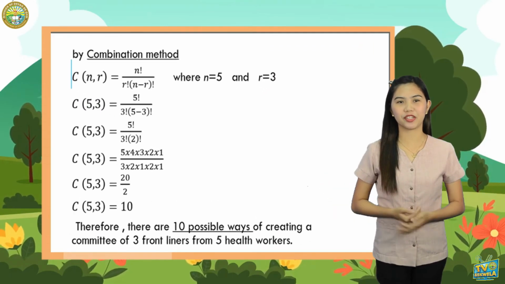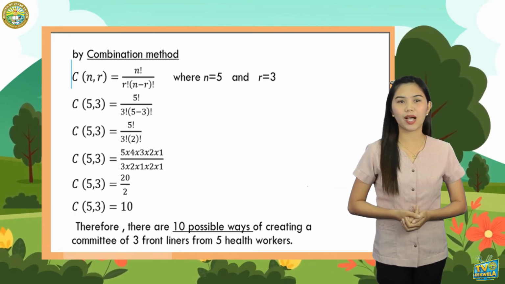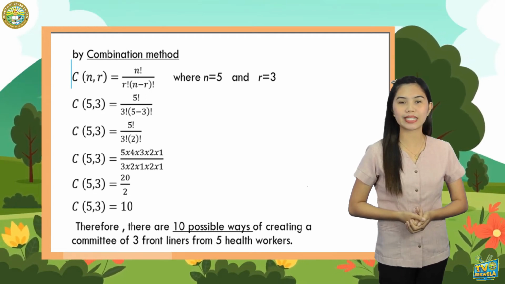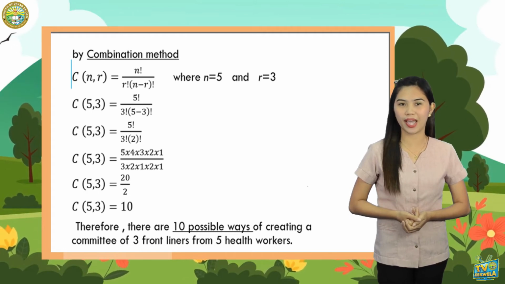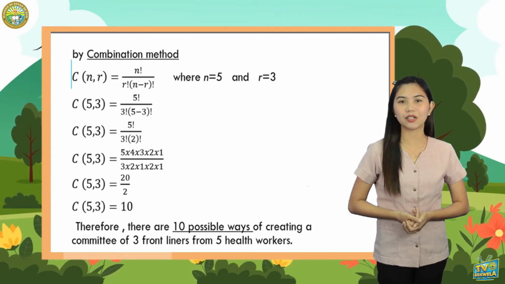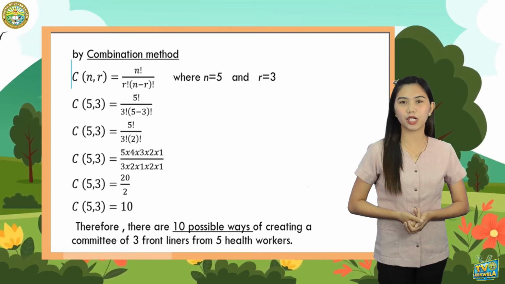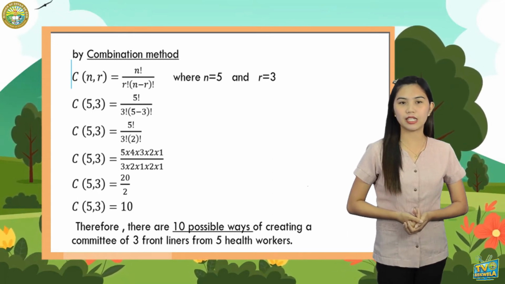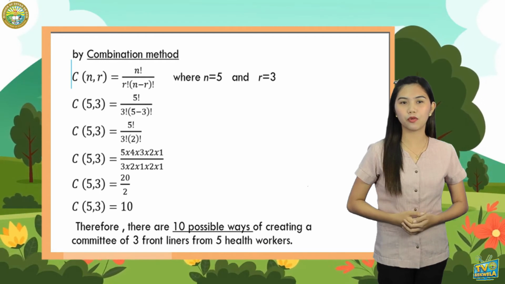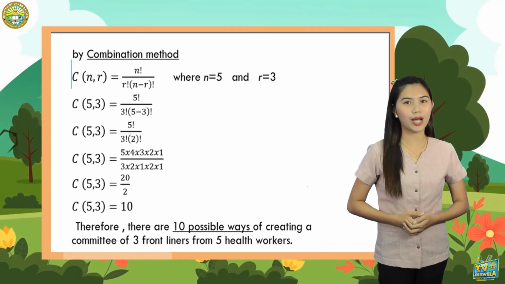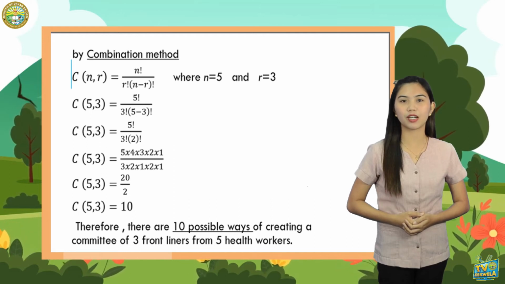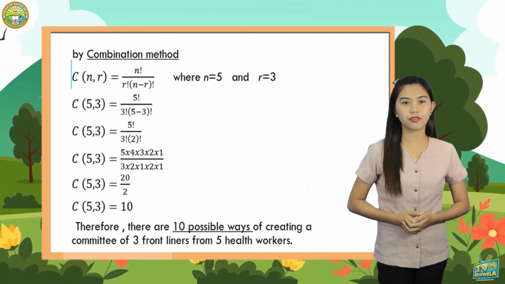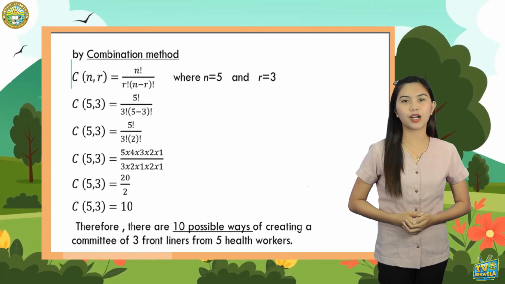By combination method, we have the formula C(n, r) equals n factorial over r factorial times (n minus r) factorial, where n equals 5 and r equals 3. So by substitution, we have C(5, 3) equals 5 factorial over 3 factorial times (5 minus 3) factorial. Next, 5 factorial over 3 factorial times 2 factorial.